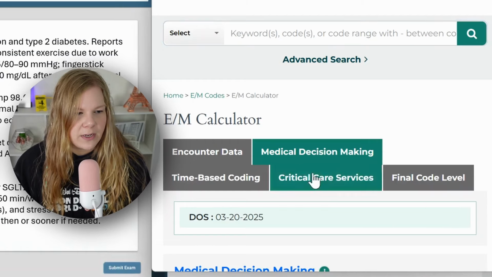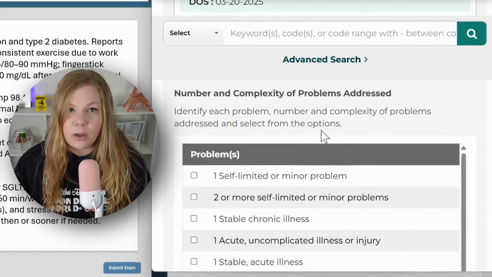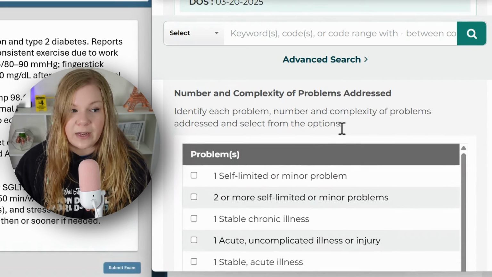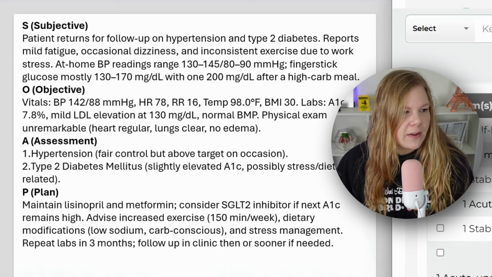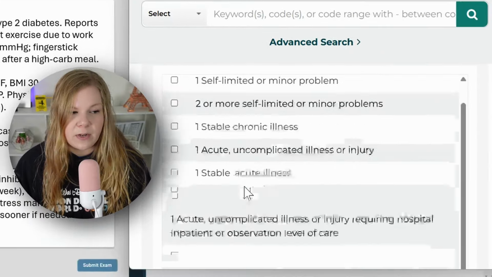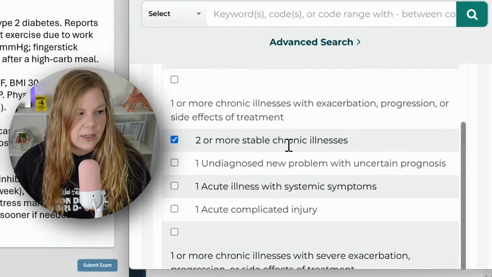So let's say we're in here and we're in our medical decision making. Now we need to go through all of the different components of medical decision making to get that level of service. So in this case, the patient had hypertension, they had type 2 diabetes. So I know at very minimum, this is going to meet our requirement for 2 or more stable chronic illnesses.